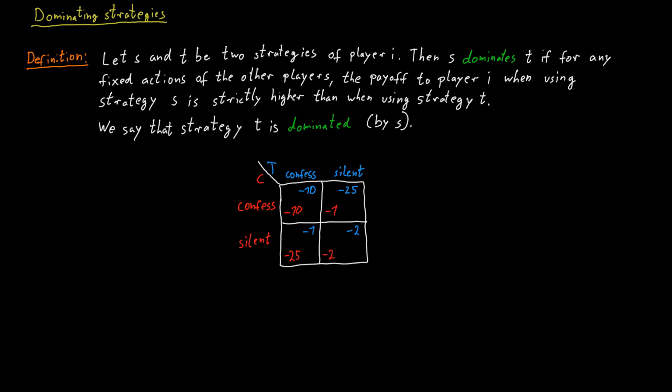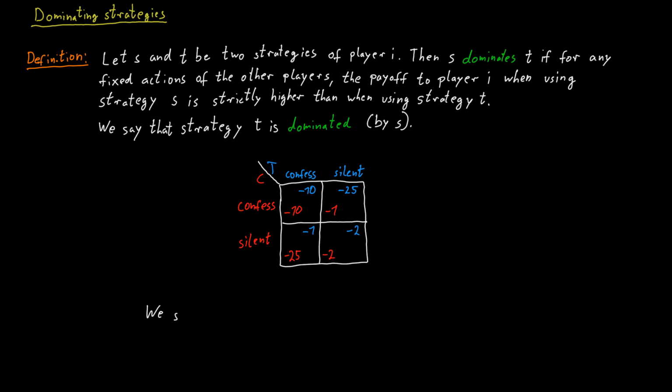For example, consider the conductor. If Tchaikovsky confesses, staying silent would mean spending 25 years in prison for the conductor, whereas confessing would mean only spending 10 years in prison. So confessing is clearly better. If Tchaikovsky does not confess, on the other hand, staying silent would mean 2 years in prison for the conductor, whereas confessing would mean only 1 year in prison. So in this case, confessing is better as well. Either way, the conductor has an incentive to confess.